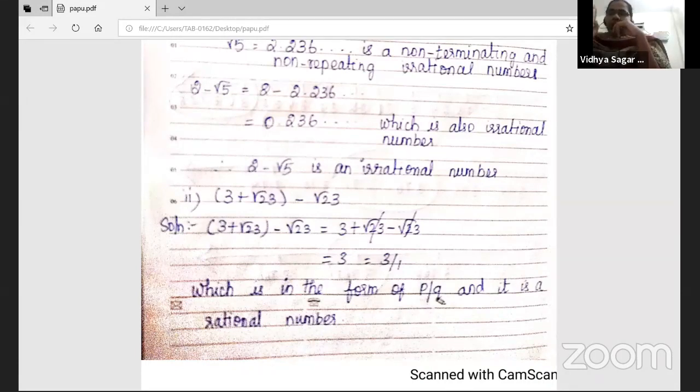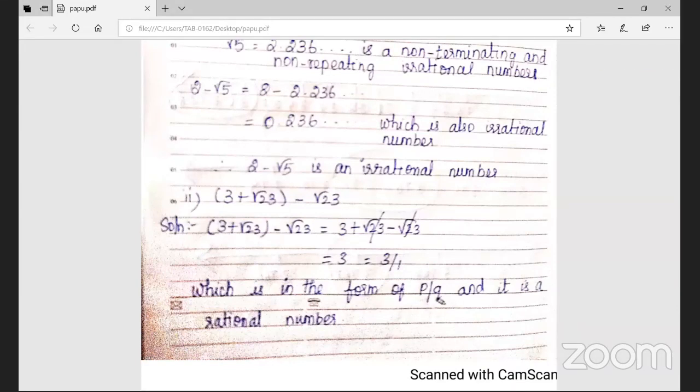Once again, I will repeat: 3 plus root 23 minus root 23. Plus root 23 and minus root 23 will get cancelled. 3 will be there. If no number is there in the denominator, you must assume it as 1. So it is in the form of p by q, so it is a rational number.